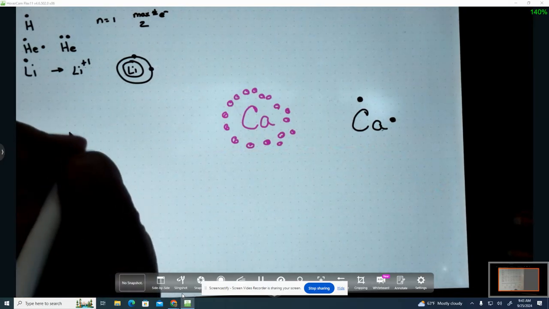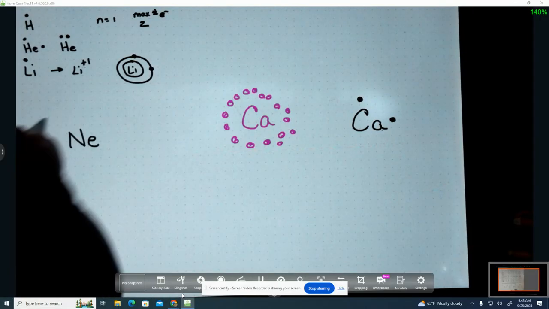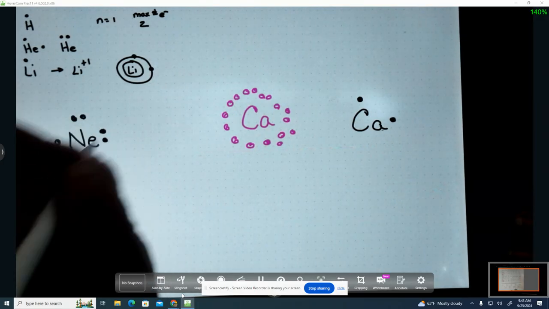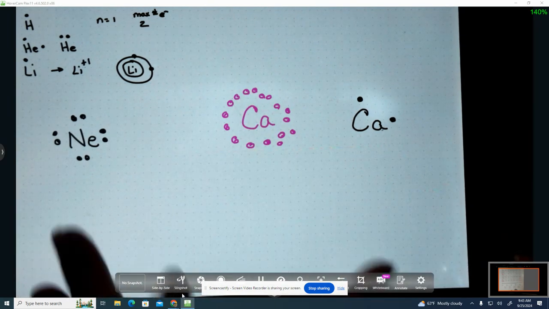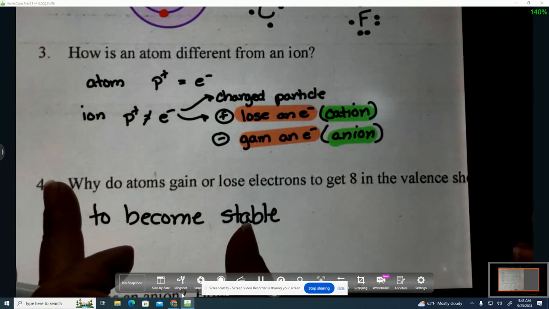So let's say we have neon. How many dots am I putting around neon? 8. 1, 2, 3, 4, 5, 6, 7, 8. Done. Don't give me rings and rings of electrons around there. Only a maximum of 8. Okay. Where am I?